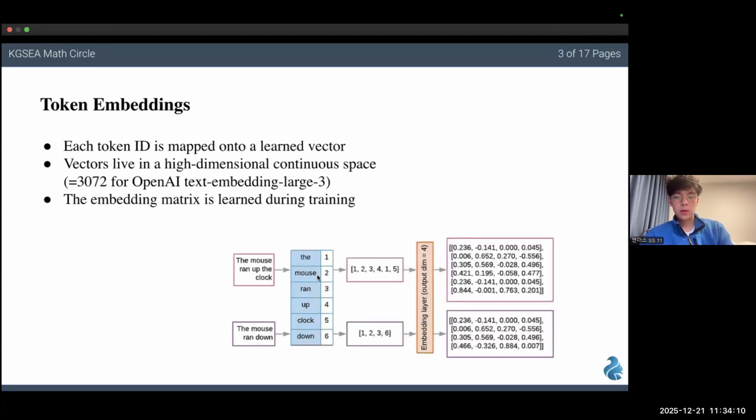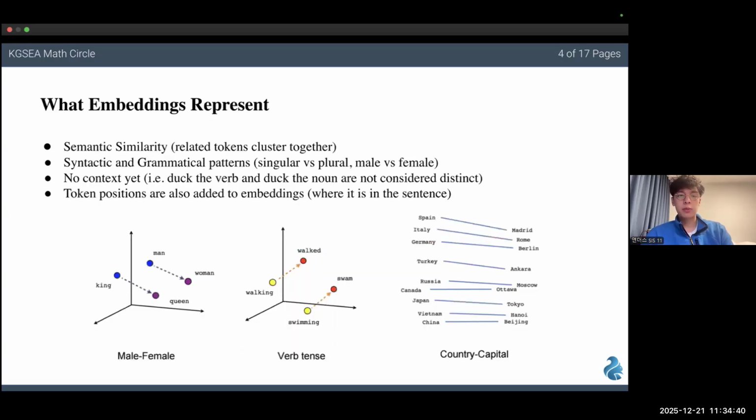Once all these tokens have been converted into numeric IDs, they're mapped onto a learned vector space, and these vector spaces are very high dimensional. For example, for the OpenAI text-embedding-3-large scheme, there are around 3072 dimensions, so it's a very large vector. The parameters for these vector spaces are decided randomly when it first starts, but they're adjusted and fine-tuned during training. So what do these embeddings represent?